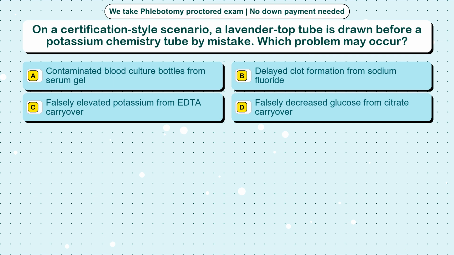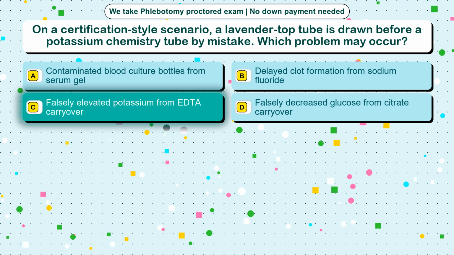Question 85. On a certification-style scenario, a lavender top tube is drawn before a potassium chemistry tube by mistake. Which problem may occur? Option A, contaminated blood culture bottles from serum gel. Option B, delayed clot formation from sodium fluoride. Option C, falsely elevated potassium from EDTA carryover. Option D, a falsely decreased glucose from citrate carryover.